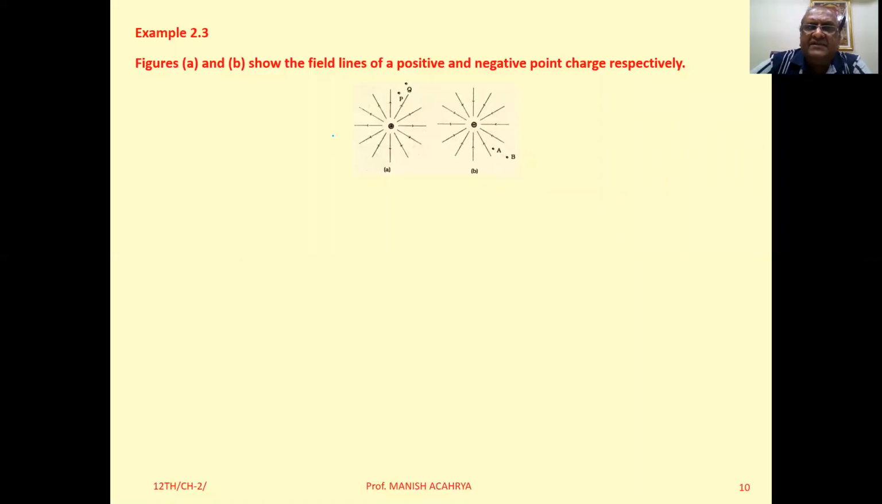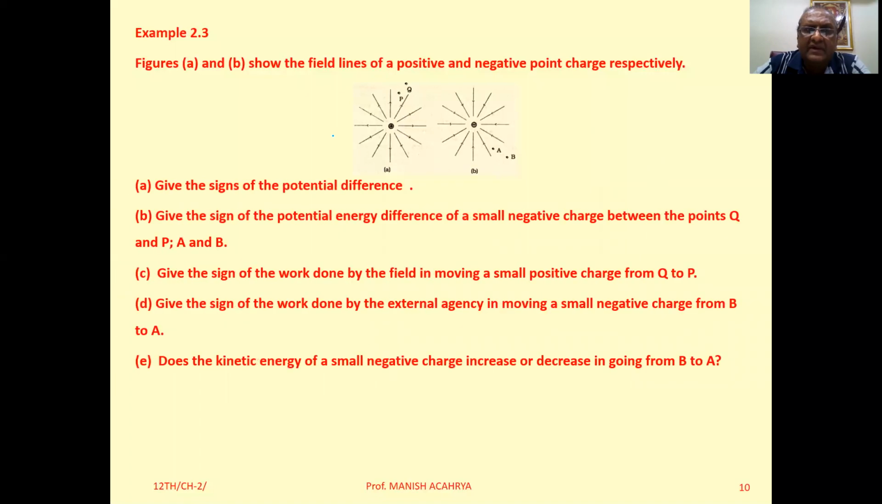Example 2.3. Figure A and B show the field lines of positive and negative point charge respectively. Figure is given to you, right? Now, question A. Give the sign of the potential difference for points P and Q, and for second figure A and B.